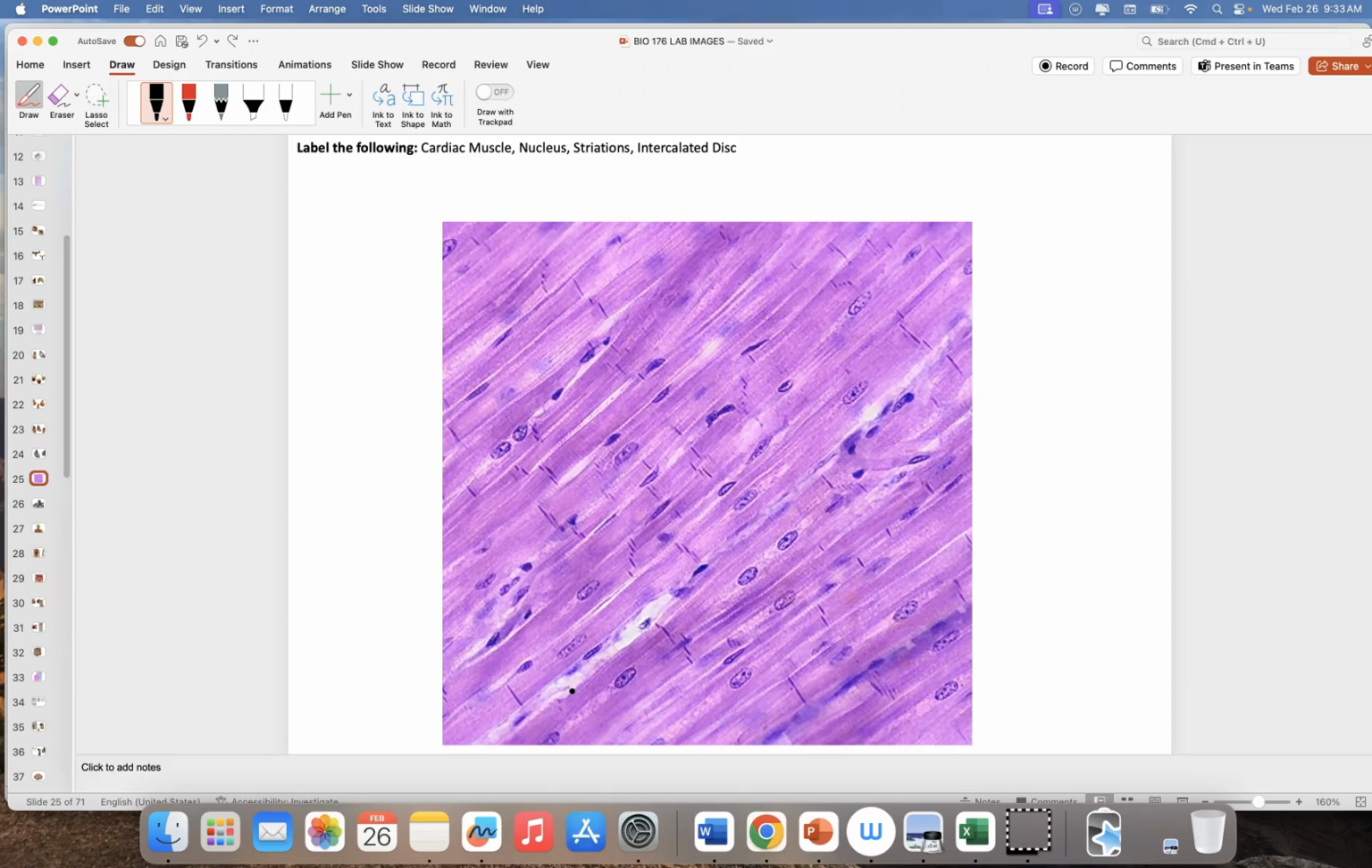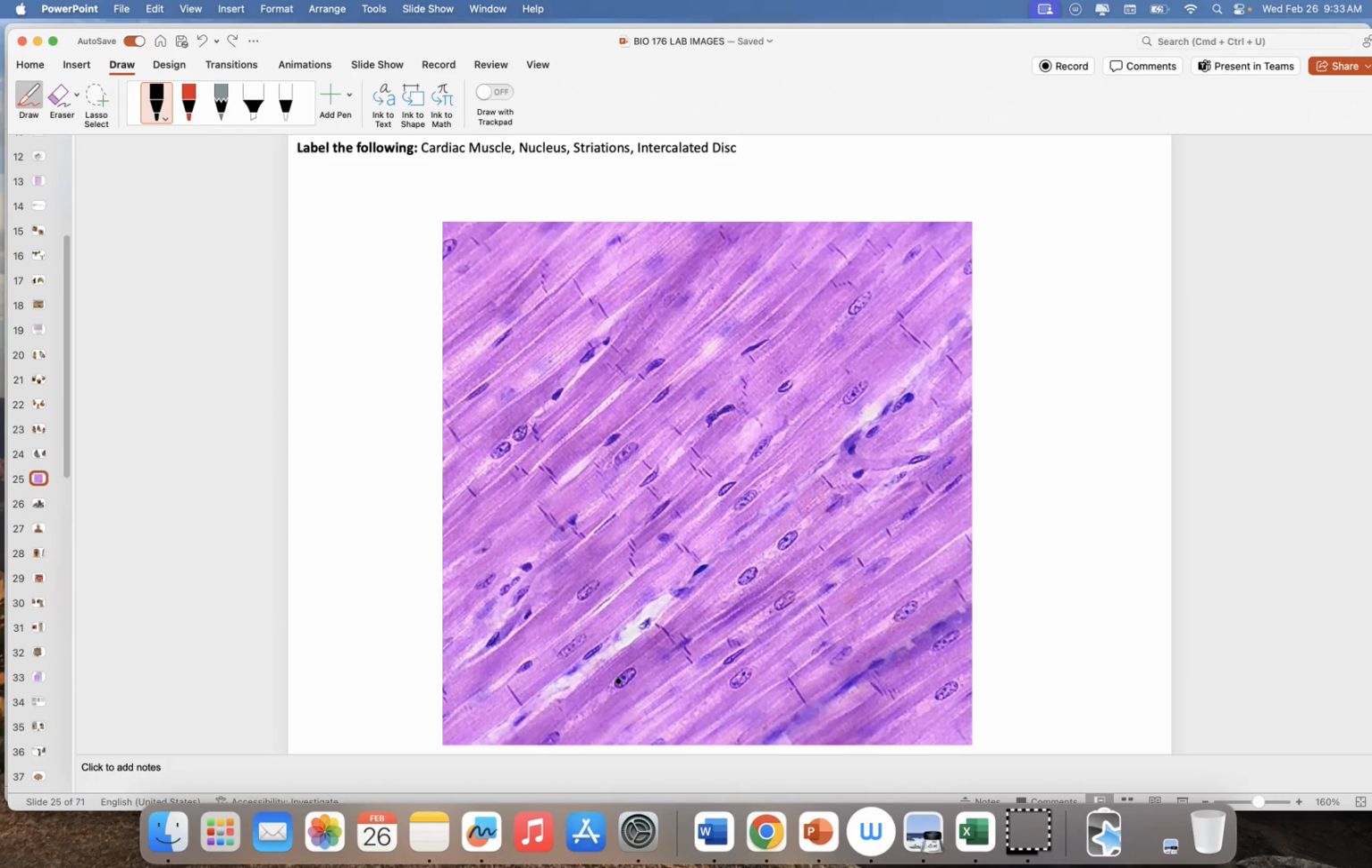Here we have an image that I took in the lab underneath the microscope of cardiac muscle tissue. When we're looking at a slide and trying to identify cardiac muscle tissue, what we're going to be looking for are some of the unique components to this tissue.